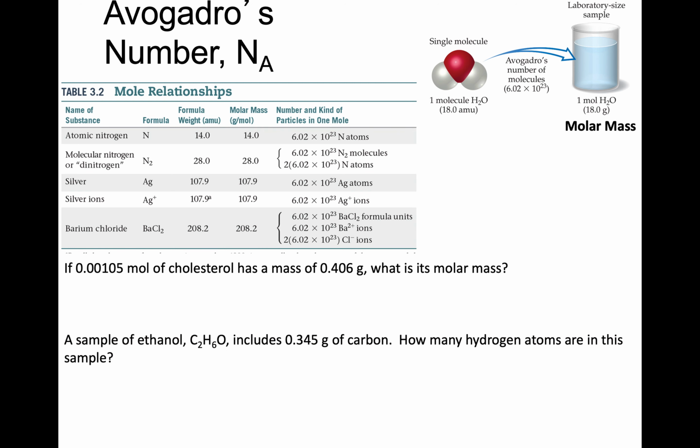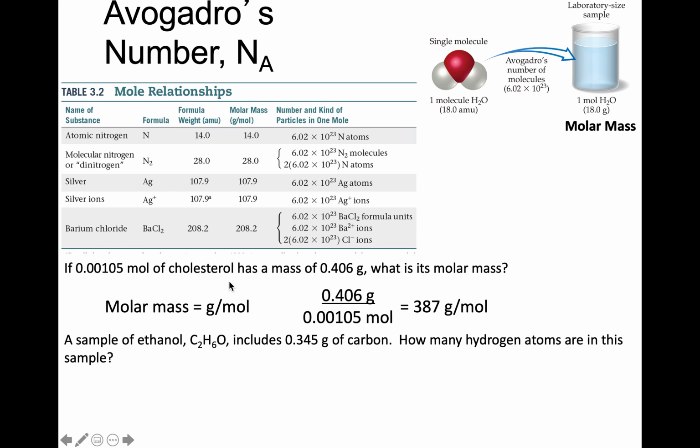Here's a couple sample problems. If we have a certain number of moles, that's given the symbol MOL, a certain number of moles of cholesterol has a mass of 0.406 grams, what would its molar mass be? I find for this it's helpful to go back and say molar mass is grams per mole. You've given me a certain number of grams corresponds to a certain number of moles. So in grams per single mole, this would be the value.